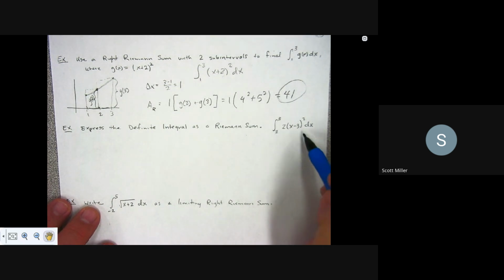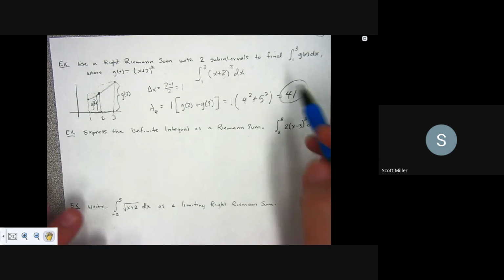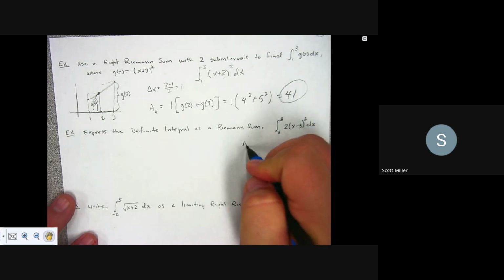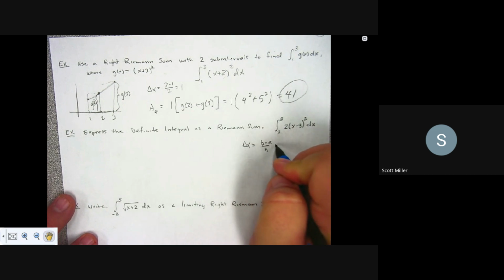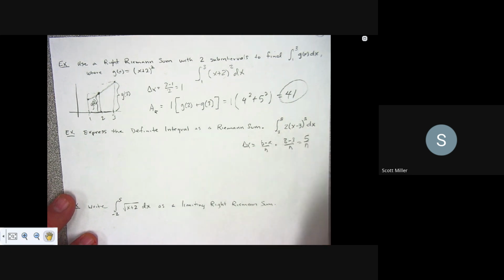And we have 2 times the quantity x minus 3 to the third power dx. And so we want to change that over. We have the b and the a right here. So we need to find the delta x, which is b minus a over n, which means we have 8 minus 3 over n, or 5 over n. So we're going to use that expression in our problem.